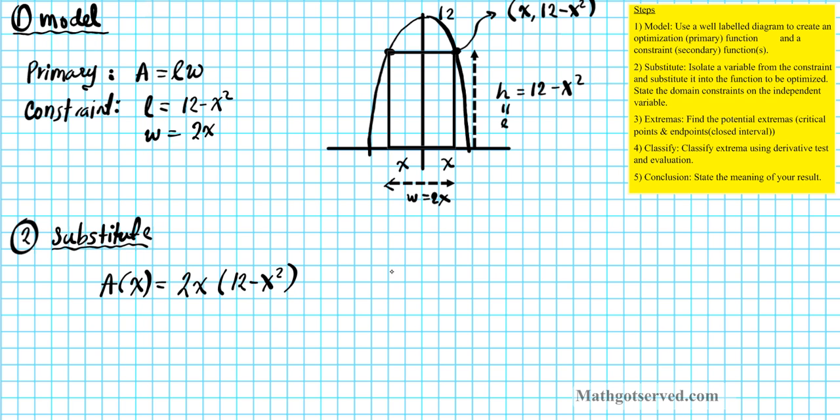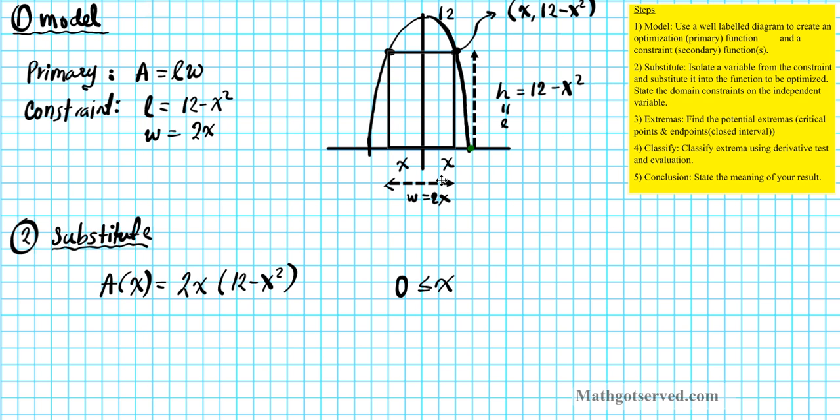What are the constraints on my domain? How small can x get? x can get as small as 0. Okay, and then how big can x get? The maximum value x can attain is the x-intercept of the parabola 12 minus x squared.